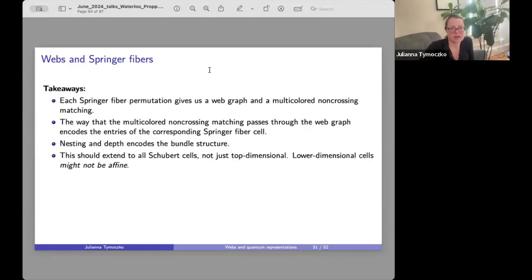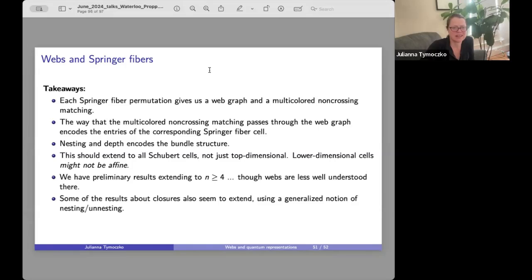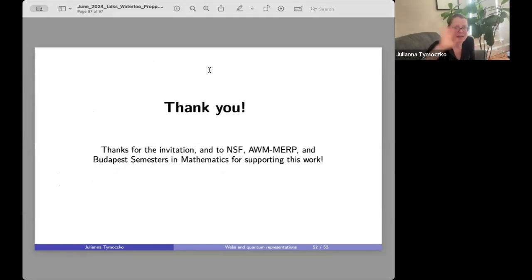And then this is like the super optimistic statement. I mean, all of this appears to be generalizable in many different ways, but the calculations do get very complicated. And I will stop at this point. So thank you for the invitation.